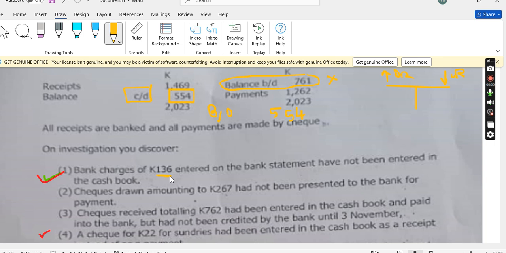You said the first thing you start with is the balance brought down. Yes, in the cash book, you start with the balance brought down, so you have to take note of where it should be. It's not always going to be on the debit side, it might be on the credit side. It can be on either side, depending on the question.